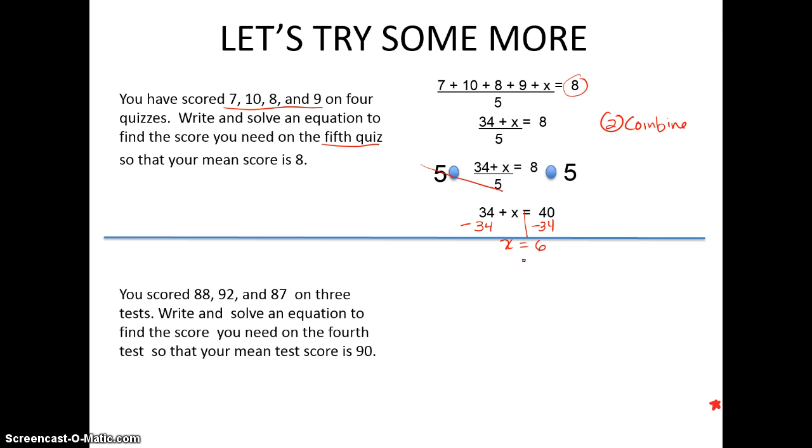And our last one. You scored 88, 92, and 87 on 3 tests. Write and solve an equation to find the score you need on the 4th test so that your mean test score is 90. You want to get an A in this class. So pause the tape, and I want you to try and set up your own equation and solve.